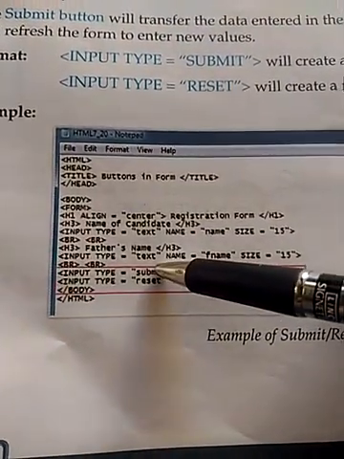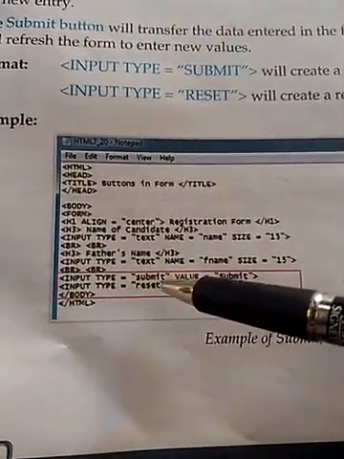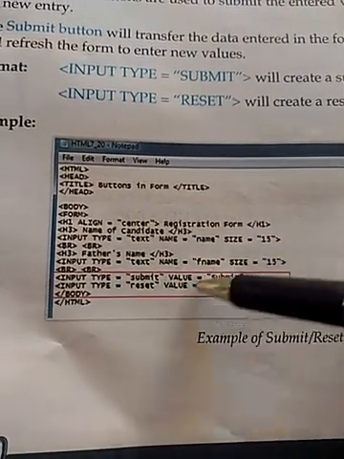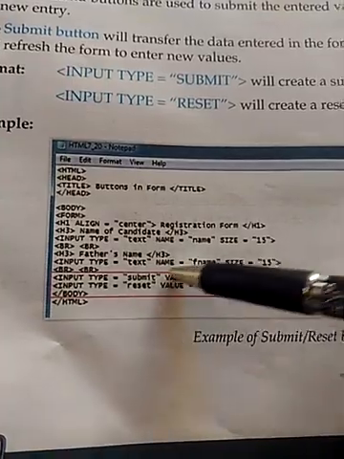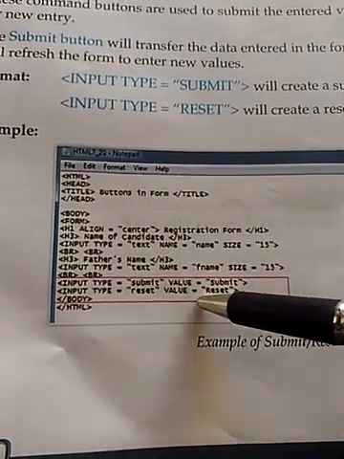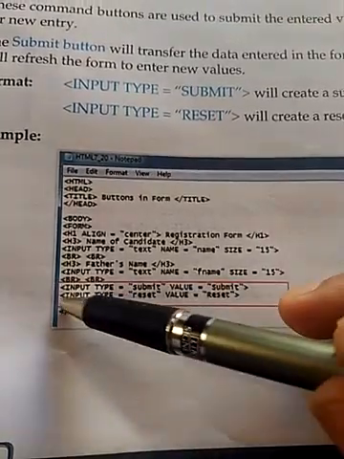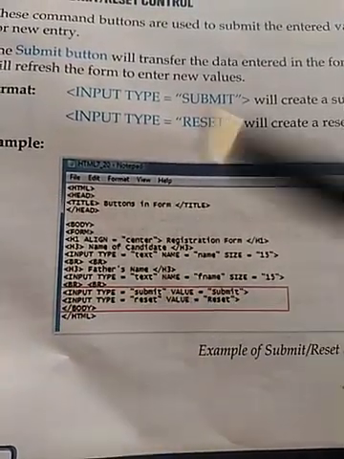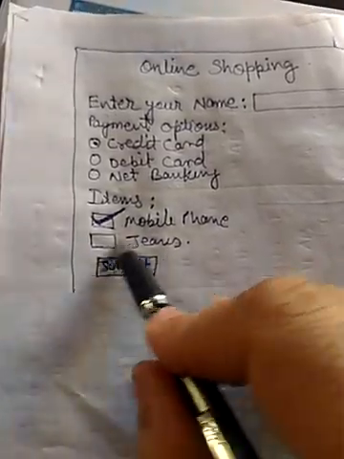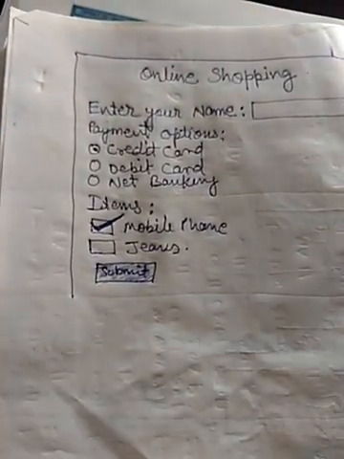Input type submit, input type reset, input type submit, value reset, means this is the value which is going to be sent from client to the web server. So in this way, type as submit or reset, you can create the reset button. In our example, here we want to create a button to submit this.